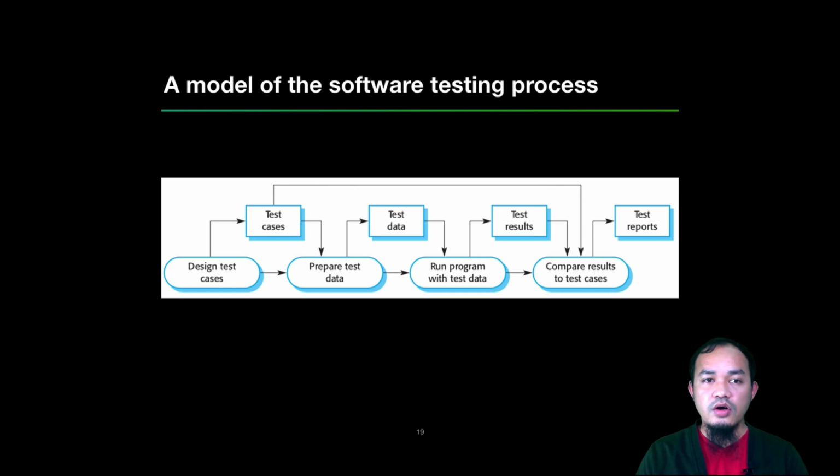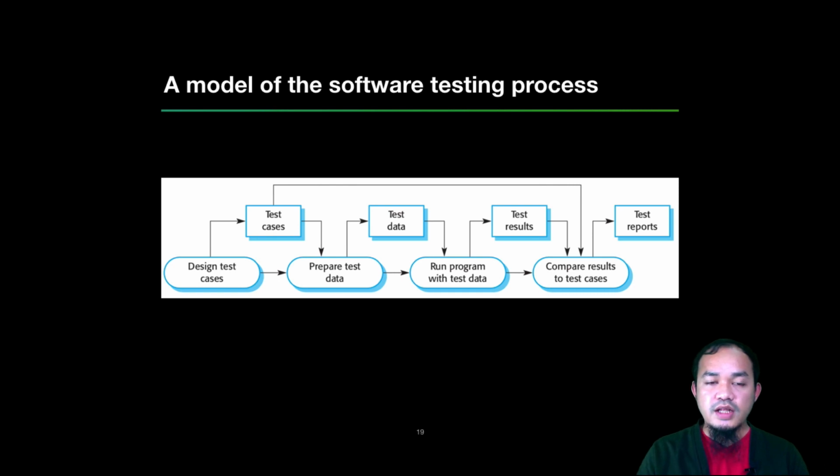A model of software testing. There are many models for the software testing process. This is the generic process for software testing. First, we design test cases. The test case can be what you will start from: A, B, C, or B, A, C, and so on. And then you prepare the test data.